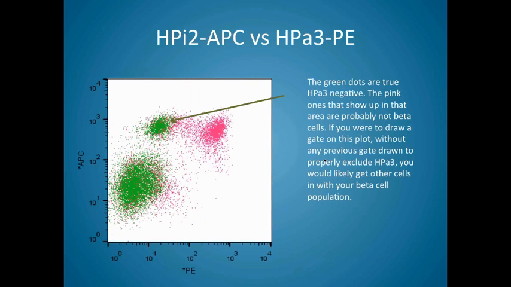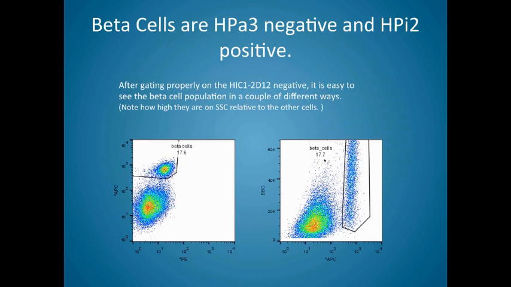And this is just an example: the green dots are HPa3 negative. I find it's helpful to show this overlapping. There are pink dots that might normally be included if you gated on HPi2 versus HPa3. So this is just another illustration of why it's so important to gate on the HPa3 negative first. And then after that, you can move on to gate on the HPi2 positive.